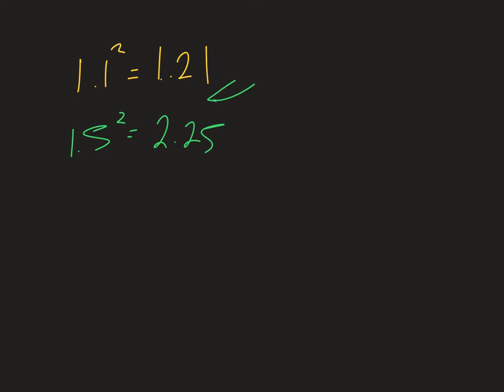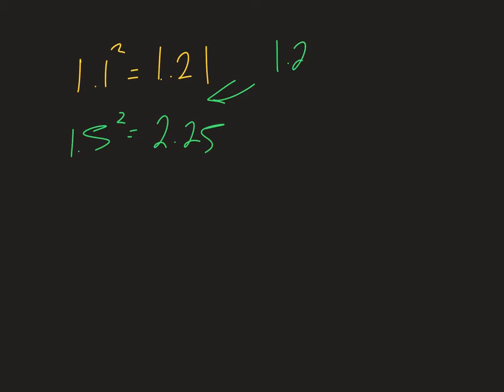So the idea is we'll go through and make a list. Let's try 1.1 squared and see where we land. It looks like we get 1.21. Okay, not quite big enough to be 2. Let's try 1.5 and square it. So 1.5 squared is 2.25. Too big. So then I know it's got to be between 1.1 and 1.5.